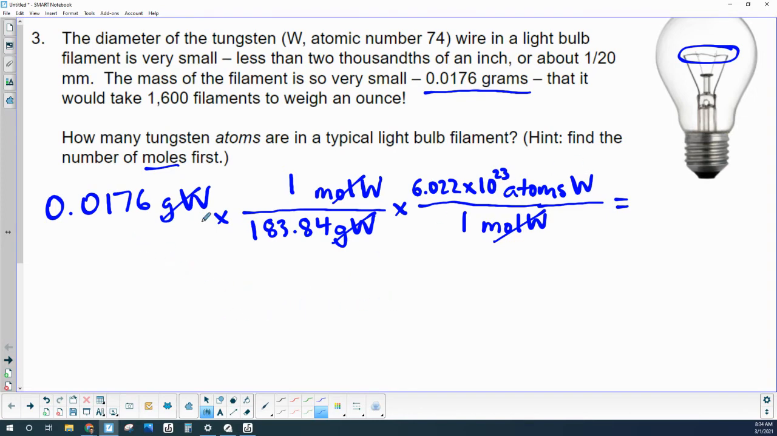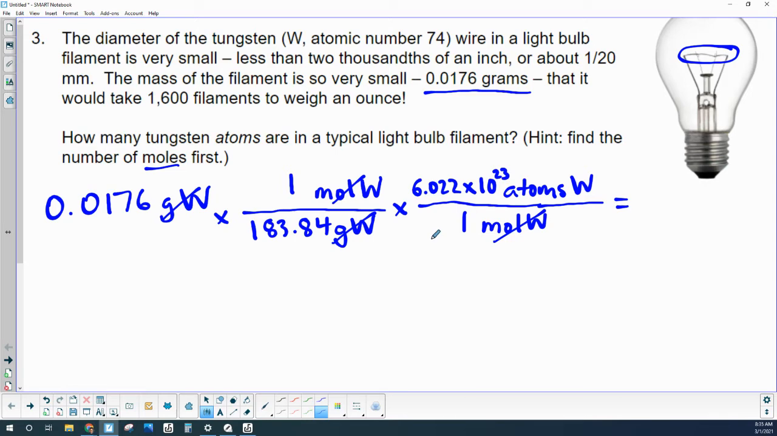So when you set up a string of conversion factors, remember you multiply across the top. So everything across the top multiplies together, and then you divide by anything in the denominator in the bottom of the fraction. So I'm going to type into my calculator. I've got times 1 here. I'm not going to worry about that. I want to type in 0.0176 times Avogadro's number, 6.022 times 10 to the 23rd, and then I'm going to divide by the molar mass, and that should give me the atom amount.